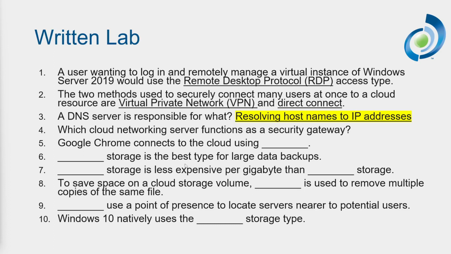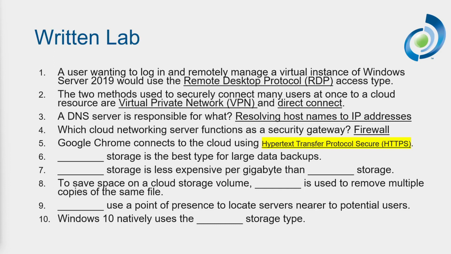All right, question four. Which cloud networking server functions as a security gateway? This would be the firewall. And then number five, Google Chrome connects to the cloud using Hypertext Transfer Protocol Secure, HTTPS.